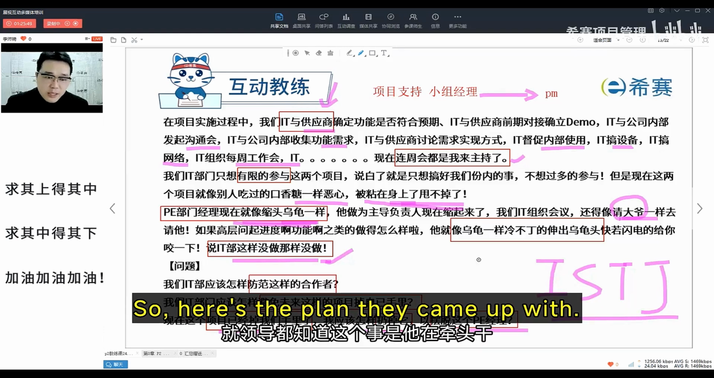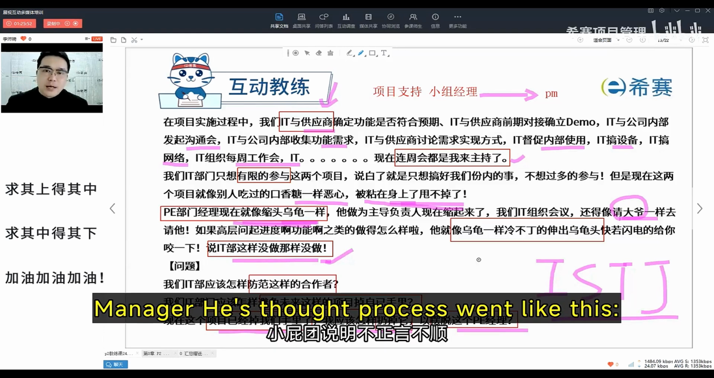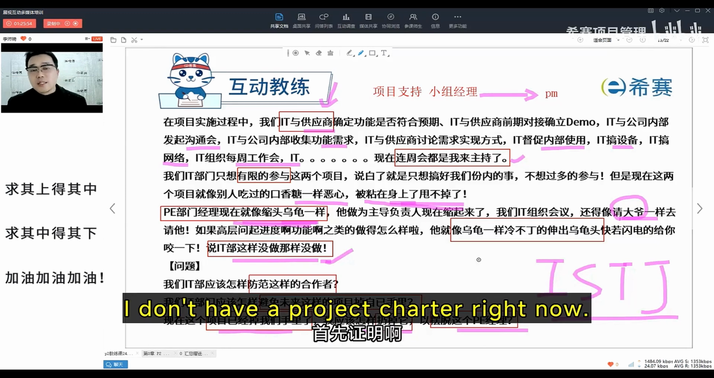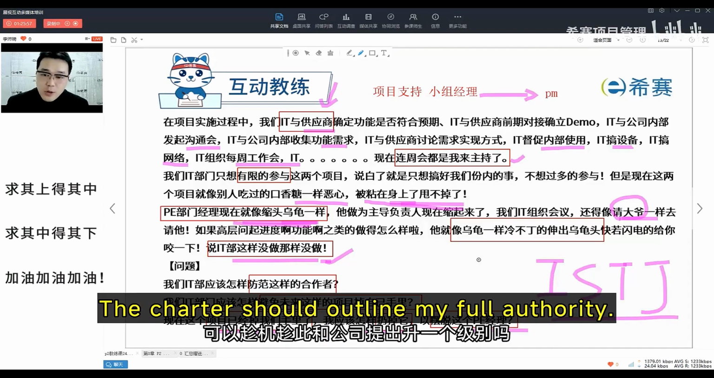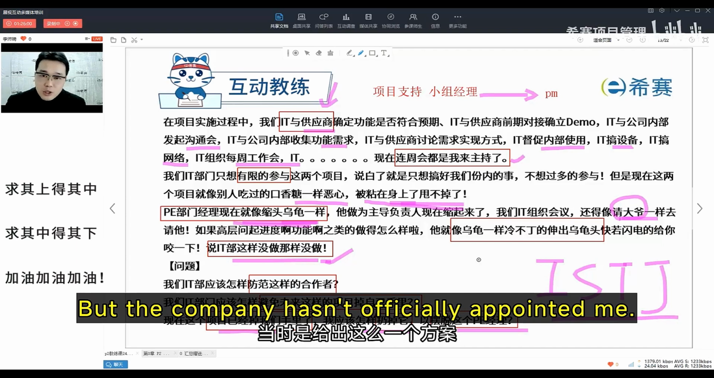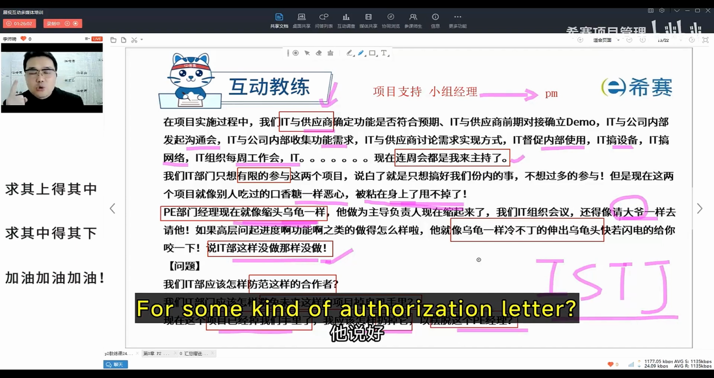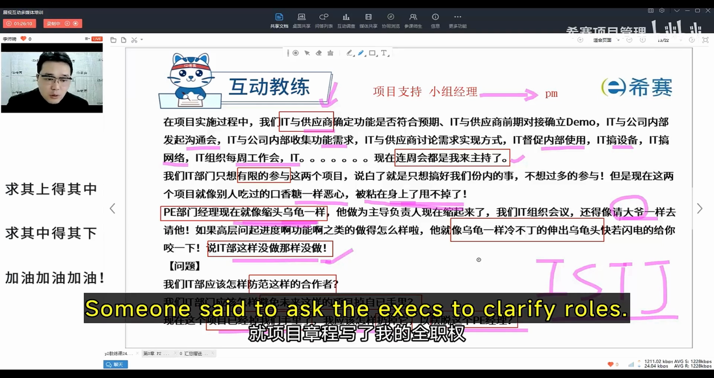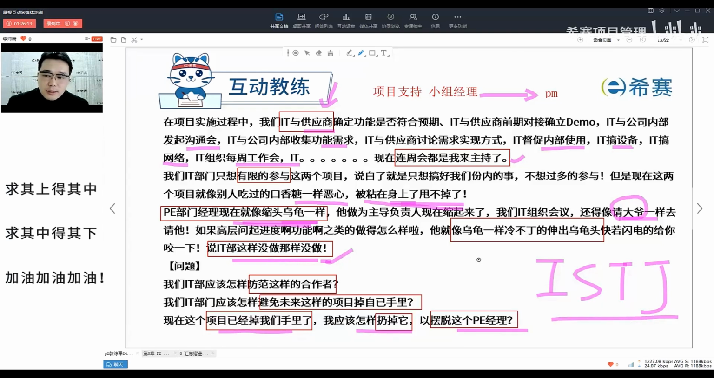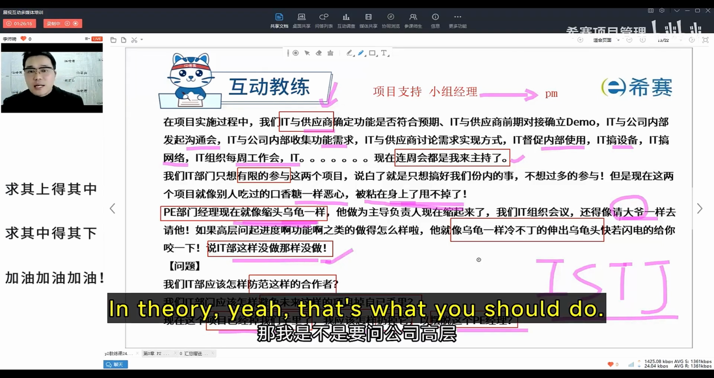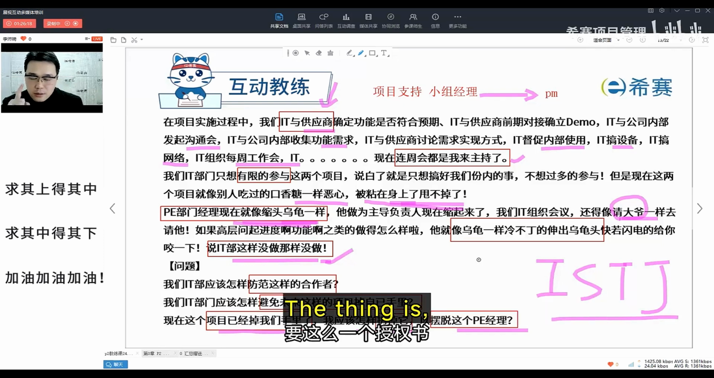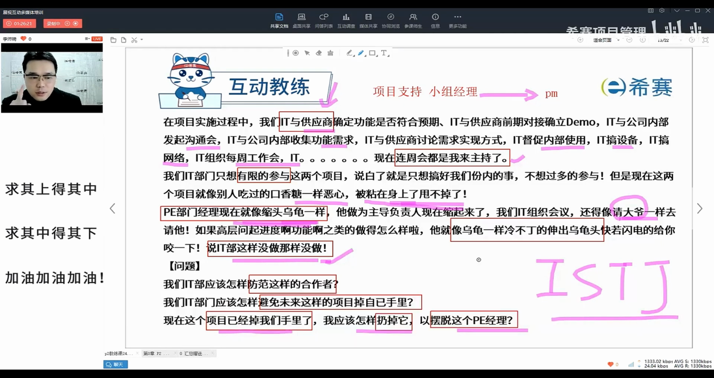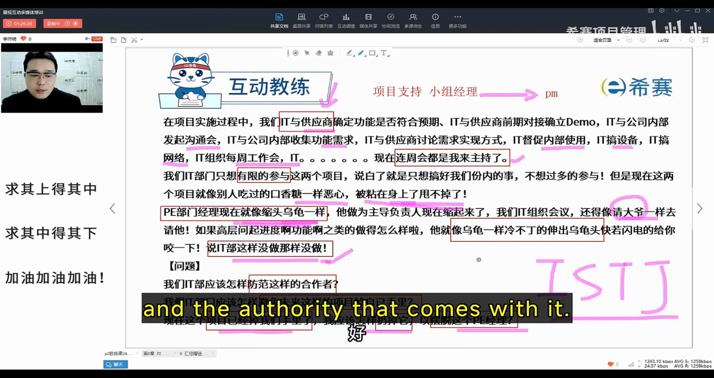So, here's the plan they came up with. Manager He's thought process went like this. He said, okay, look, I don't have a project charter right now. The charter should outline my full authority. But the company hasn't officially appointed me. So, shouldn't I ask the higher-ups for some kind of authorization letter? That's the question he posed. Someone said to ask the execs to clarify roles. Well, in theory, yeah, that's what you should do. The thing is, Director He approached the higher-ups, asking if they'd give him the position and the authority that comes with it. You know, the whole package.